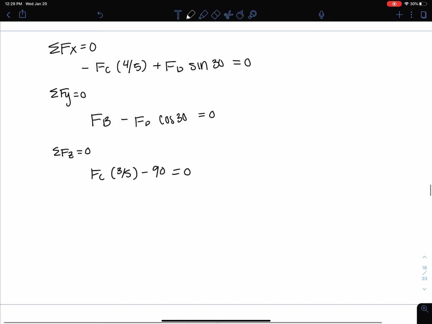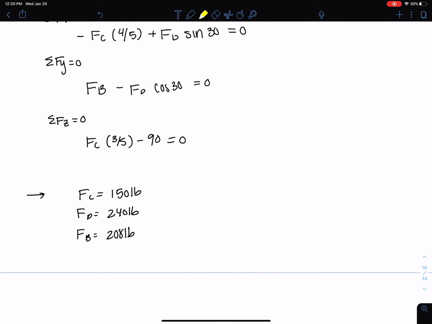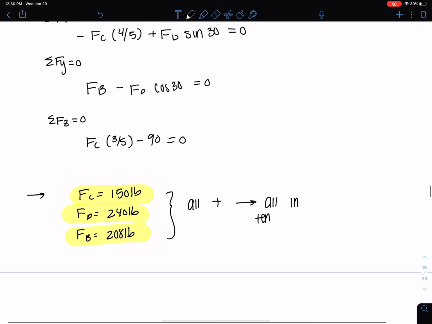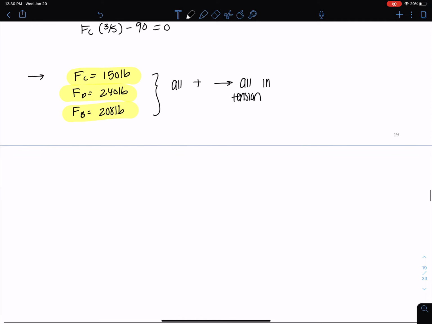And I can solve now. I have 3 equations and 3 unknowns. So I can solve algebraically for all of these, and I get FC is 150 pounds. I get FD is 240 pounds, and I get FB is 208 pounds. And they're all positive, which means they're all in tension. So all positive means all in tension, which means they're all pulling on point A. All of these cables, they pull on point A. They're all in tension.